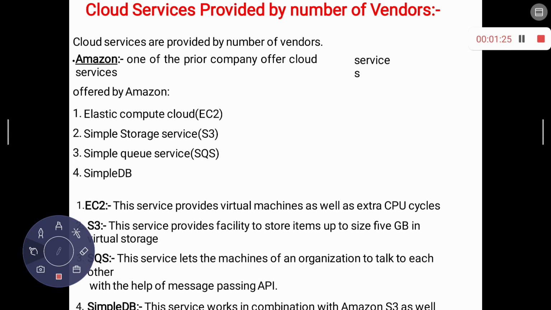Who is the cloud service provider? Amazon. What are Amazon's services? Just point out Elastic Computing EC2, then Simple Storage Service S3, and SQS, Simple DB.